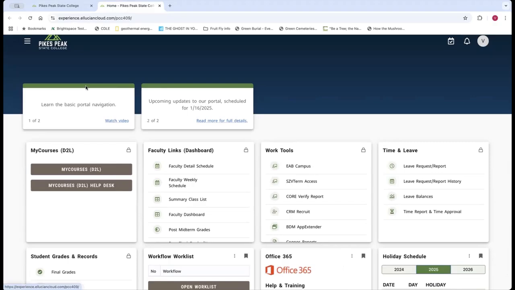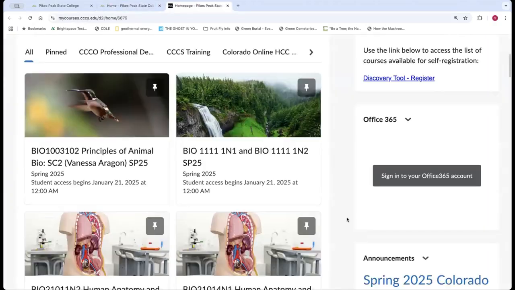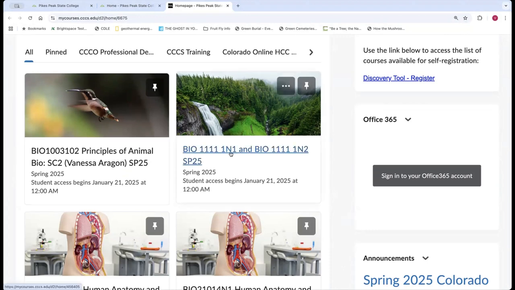So now you can find your D2L, your Desire2Learn, basically your courses there. In this semester, the course is a combined course, meaning it's actually two sections combined in one course shell. So it's section 1 and 1 and also section 1 and 2.